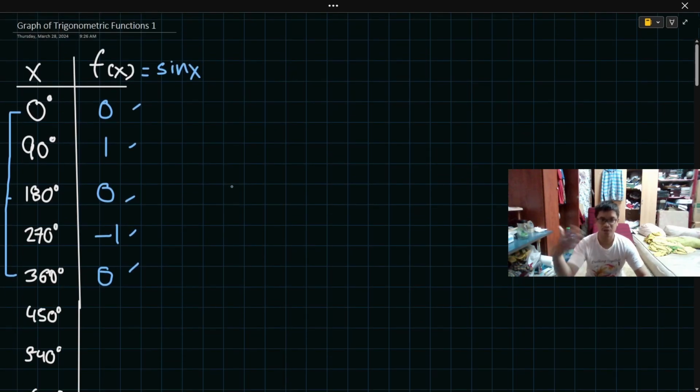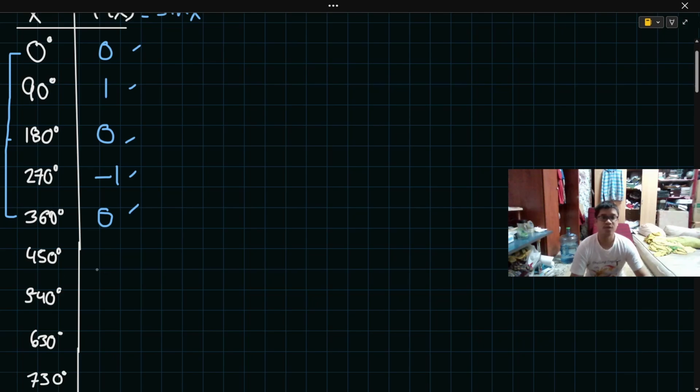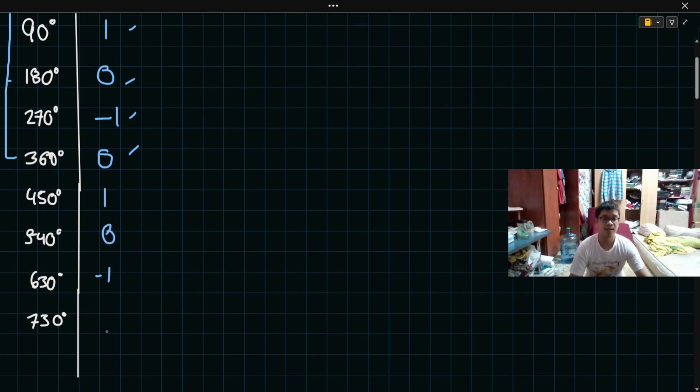So how about we continue? Let's go further than 360 degrees. If you substitute 450 into sine, you'll get 1. 540, you will get 0. 630, you will get -1. And 720, forgive me, this is 720. So at 720, you will get 0.